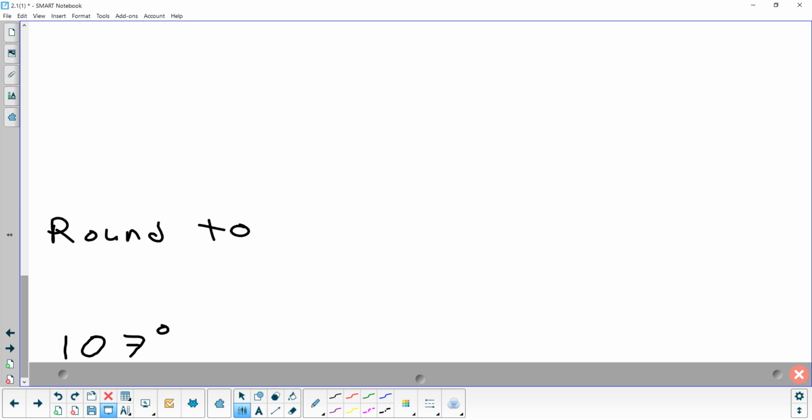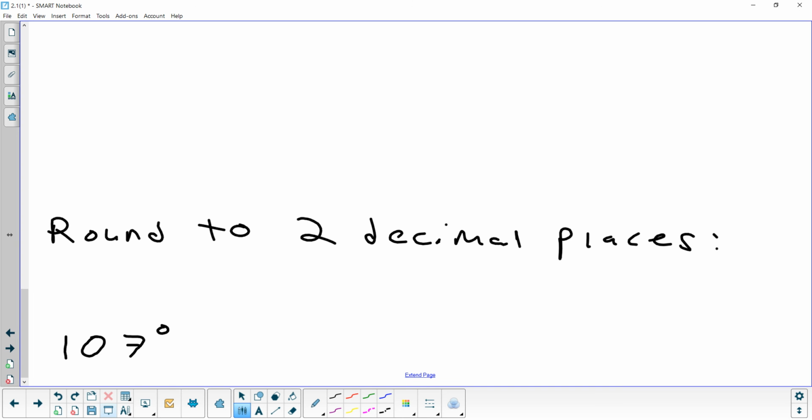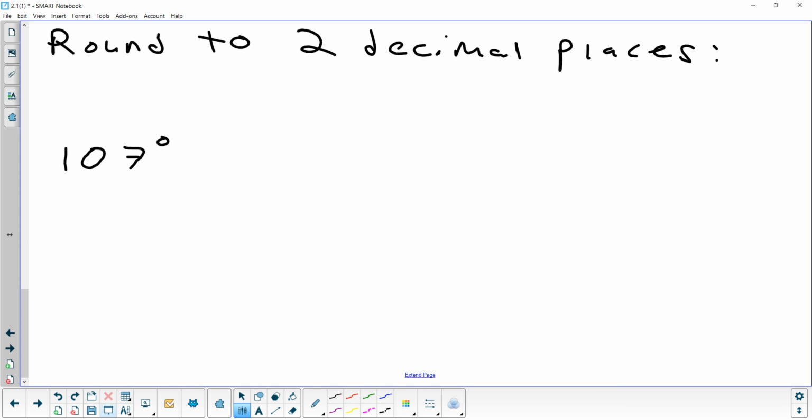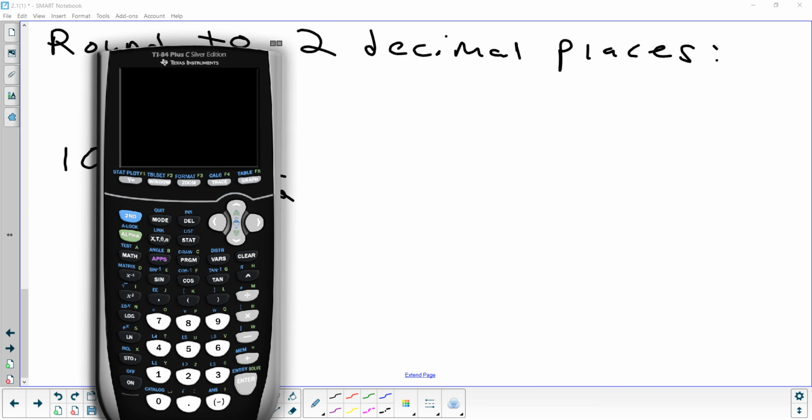So let's do round to 2 decimal places. The calculation is exactly the same. It's no different than the last 3 we just did. Multiply by pi, divide by 180. The only difference is this time I'm not even going to bother reducing it because they sit around it. So just type it in on the calculator.